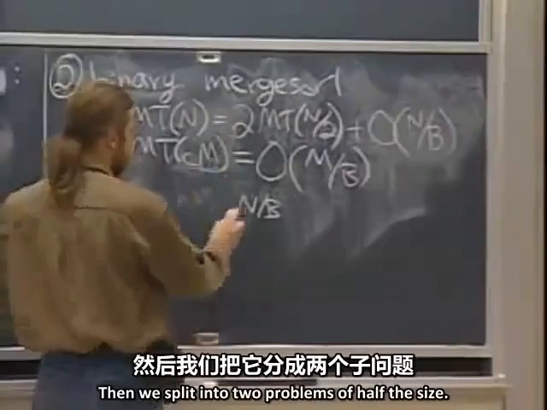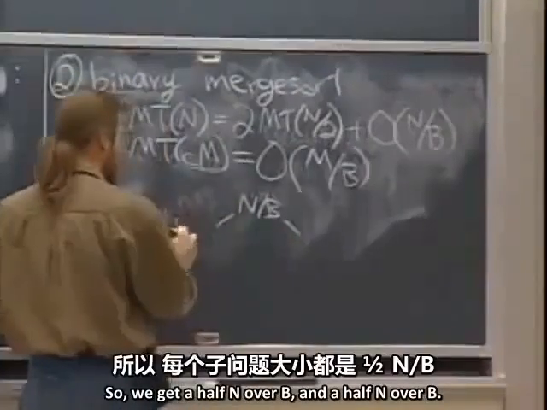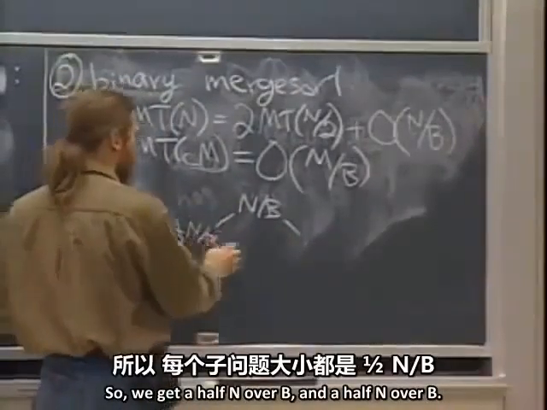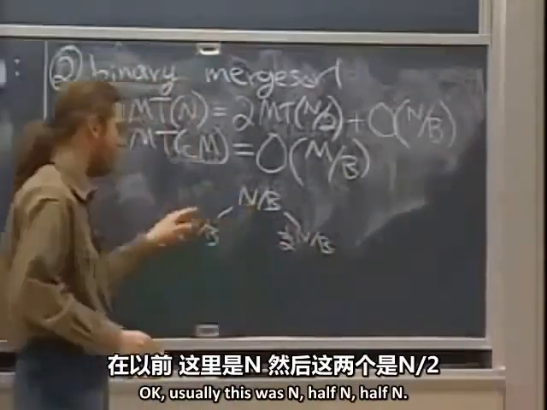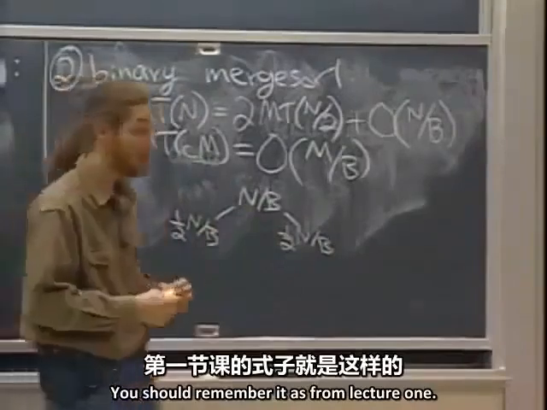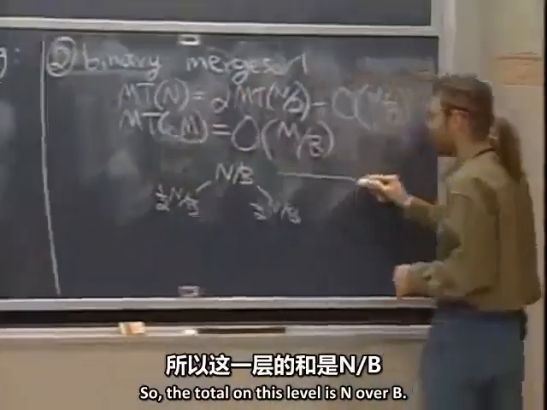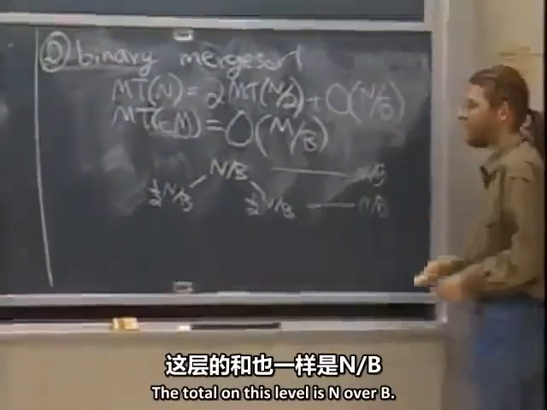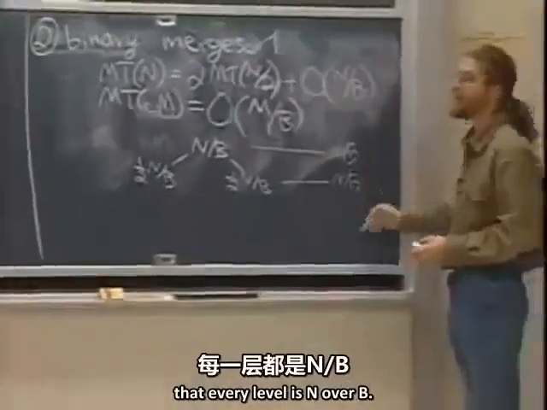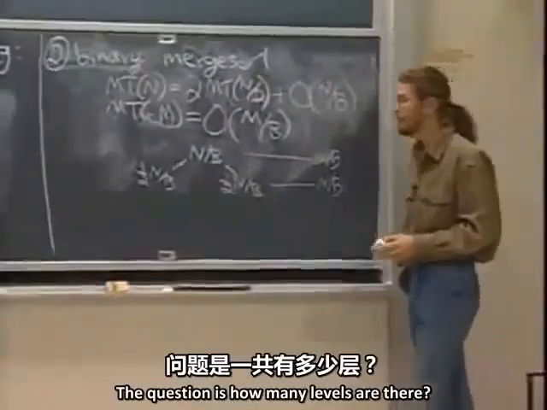Then we split into two problems of half the size. So we get a half n over b and a half n over b. Usually this was n, half n, half n. You should remember this from lecture 1. So the total on this level is n over b. The total on this level is n over b. And you can prove by induction that every level is n over b. The question is, how many levels are there?